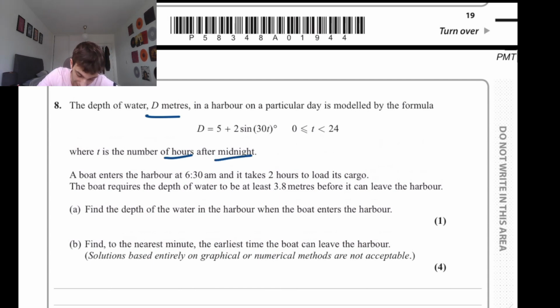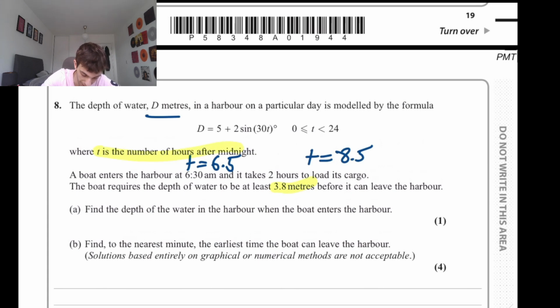Okay, a boat enters the harbour at 6:30 a.m. So 6:30 a.m., that's going to be t equals 6.5, because that's 6.5 hours after midnight. And it takes 2 hours to load its cargo. So 2 hours, that's going to be 8:30 a.m., so t would be 8.5. So we are done at 8:30 loading the cargo. The boat requires a depth of water to be at least 3.8 meters, so we need at least 3.8 meters before we can leave the harbour.